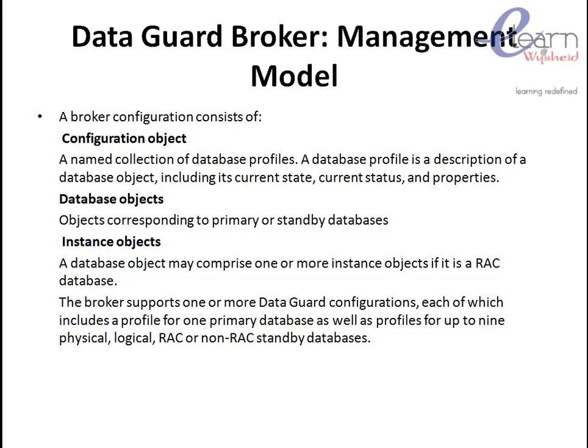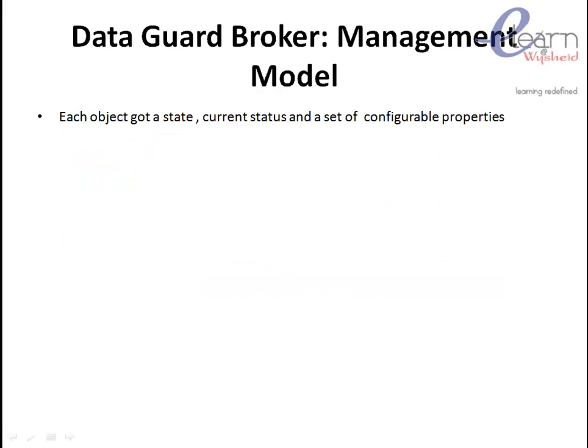Now, you can add a standby database. When you are adding the standby database, all the database related properties of the standby database will be selected, and the associated instance will also be chosen. And in the case of RAC, definitely each database will have multiple instances. So all the instance level configuration details will be automatically configured with the instance object of that particular database. Okay. And each object has its own properties. Apart from that, each object has its own state as well.